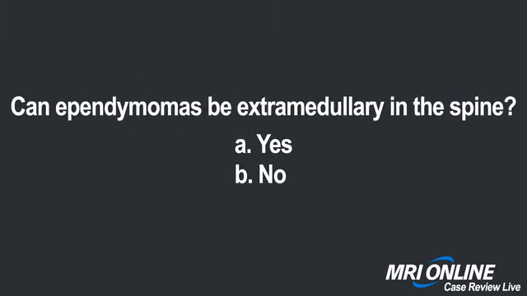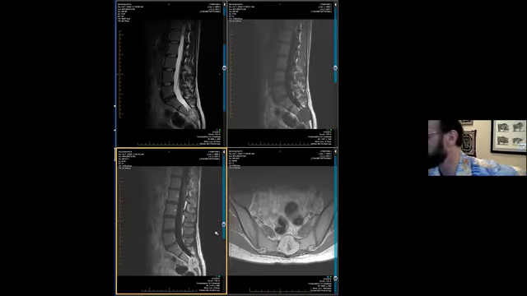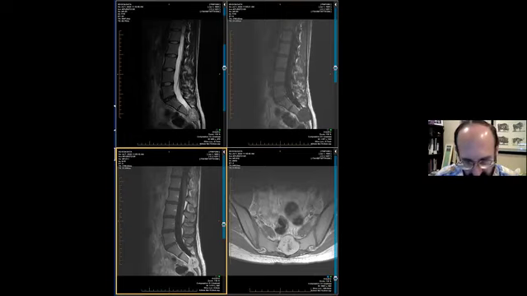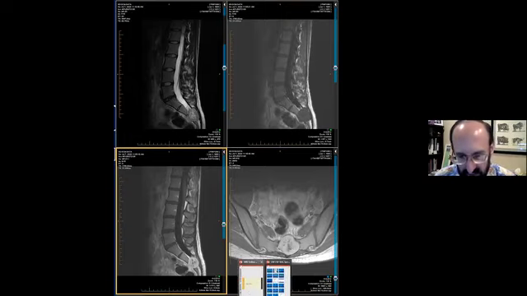Can ependymomas be extramedullary in the spine? So usually we think of ependymomas as intradural, intramedullary, but can the ependymoma be extramedullary in the spine? And 100% said yes. Okay, so let me go to the slides and try to close out this case.